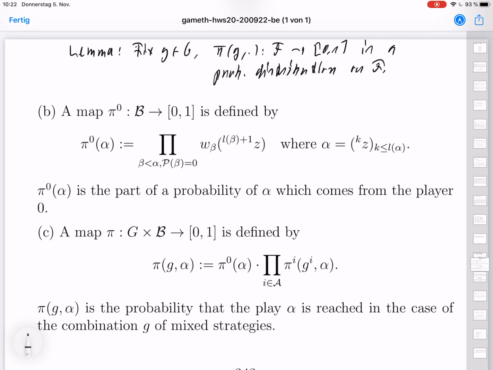You see, I just formulated this lemma. I didn't write it up in the manuscript, and I also have no exercise for it, but it must be true. So I will not prove it right now.